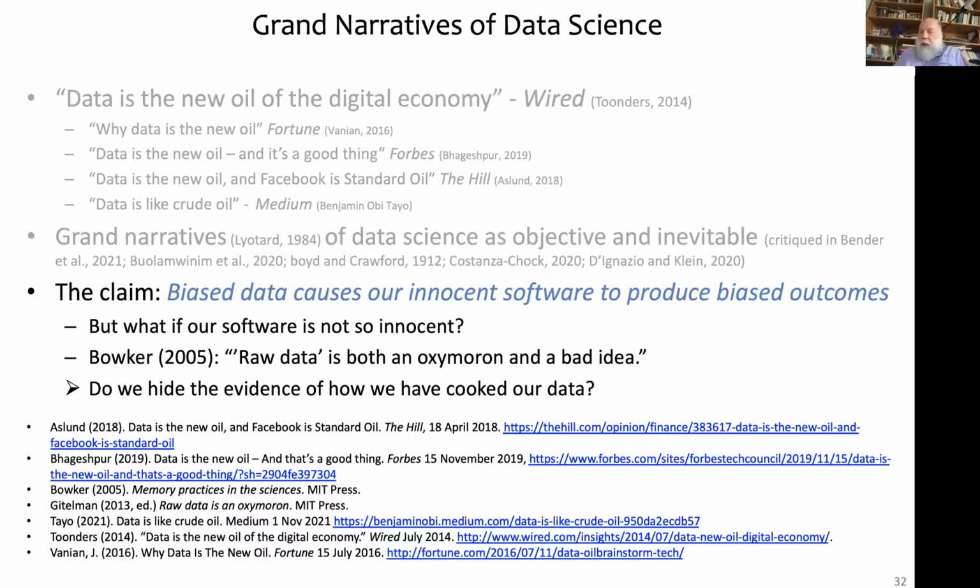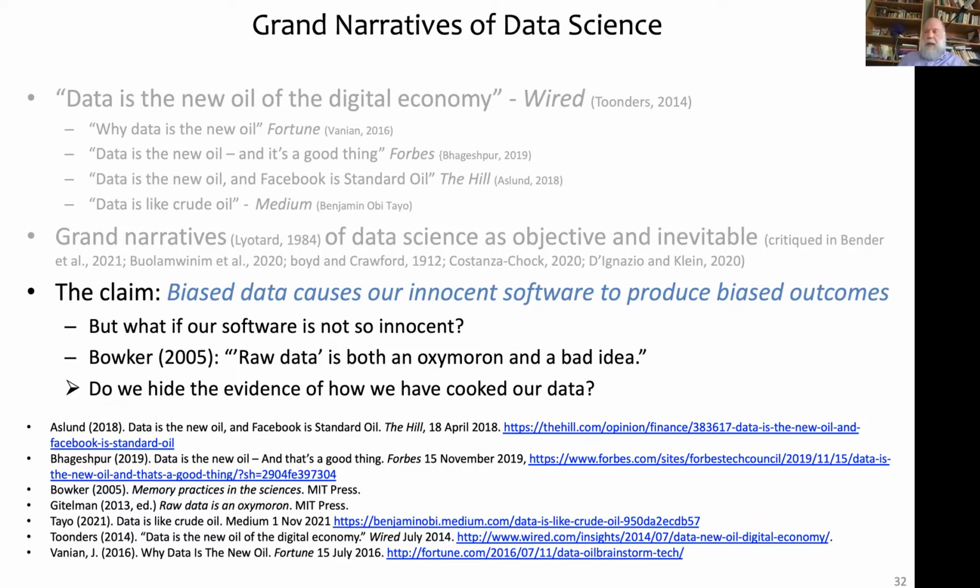And so there is this claim that there might be biased data, which would cause our innocent software to produce biased outcomes. All we have to do is improve the data and then everything will be fine. But what if our software is not so innocent? Bowker wrote, "raw data is both an oxymoron and a bad idea." And Gitelman used that as the title of her anthology of papers about data science.